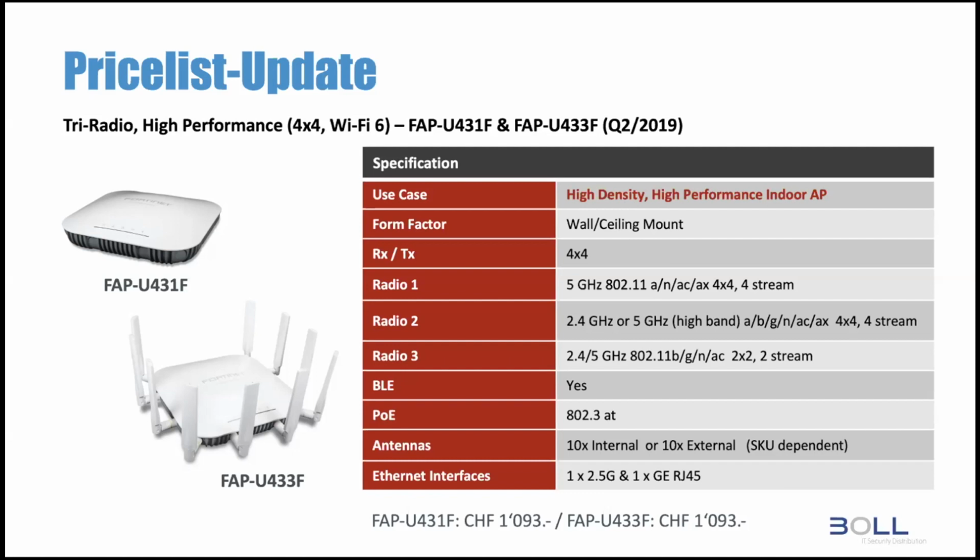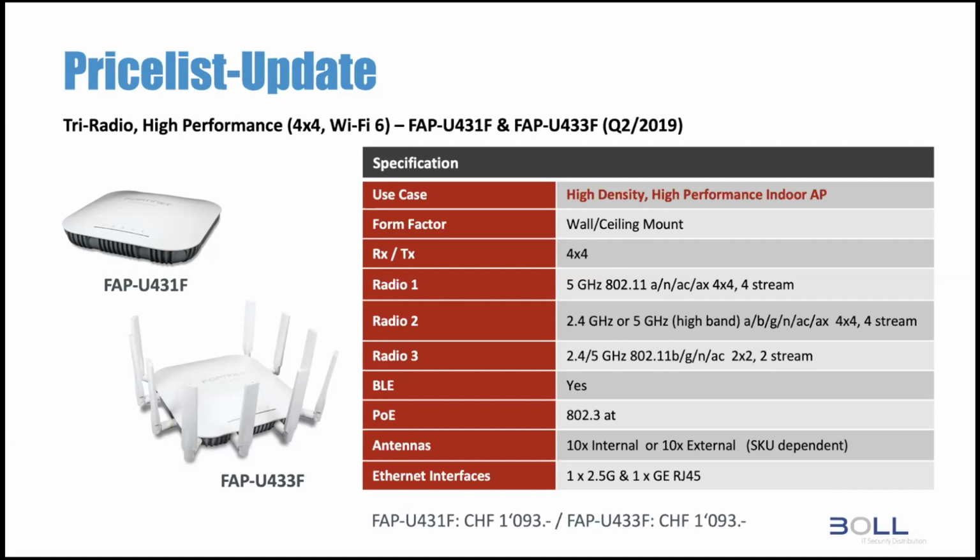Important for you to recognize is that these three radios work in different bands. Radio 1 works only in 5 GHz, radio 2 can be chosen in either 2.4 GHz legacy or 5 GHz high band, and radio 3 also works in 2.4 and 5 GHz but is just a 2x2 stream, mainly for scanning purposes. We will see later in the live demo what this means.